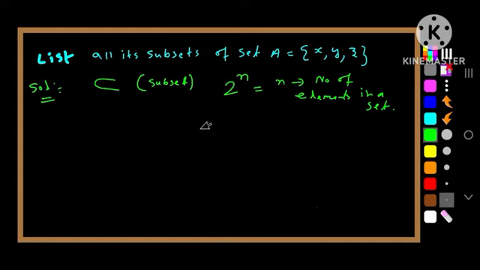So how many elements are there? You have to find out the power. So here you can see how many elements are there? 3 elements are there. So 2 to the power of 3. So 2 to the power of 3 is nothing but 2 into 2 into 2. So that is nothing but 8. So you'll have 8 subsets of this one, set A.